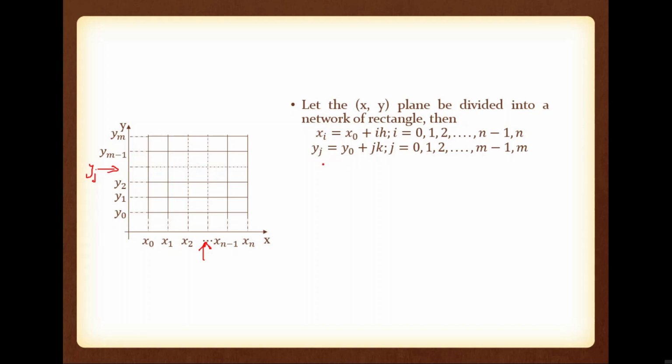Please note we can write yj is equal to y0 plus jk, where j is the index of a particular y point, y0 is the first point of y, and k is the period of y. Period of y means, since we are considering finite data, the difference between adjacent y points, that is k. So we have m plus 1 y points. J is from 0 to m, meaning we have m plus 1 y points.